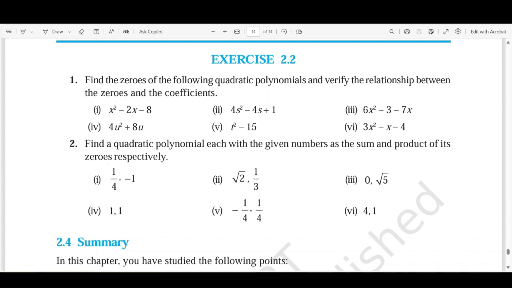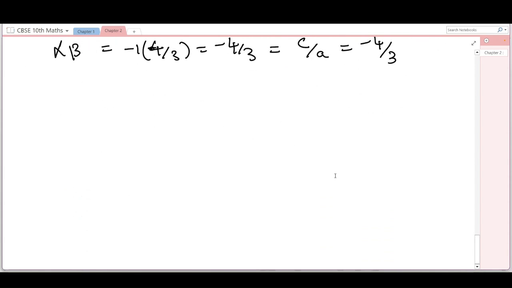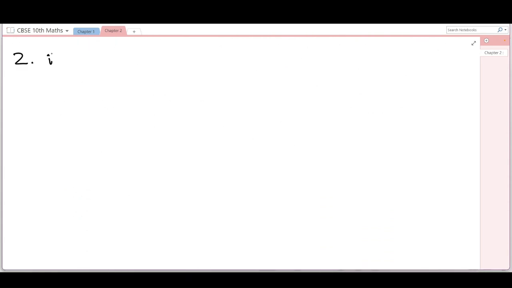Now moving on to question number 2. Find a quadratic polynomial, each with the given numbers as the sum and product of its zeros respectively. So they have not given the quadratic polynomial, but they have given the relationship between them, that is the sum and product of the zeros. Now we have to determine the quadratic polynomial corresponding to these conditions. So number 1, the sum is 1 by 4, and the product of the zeros is given as minus 1. So question number 2, first one.